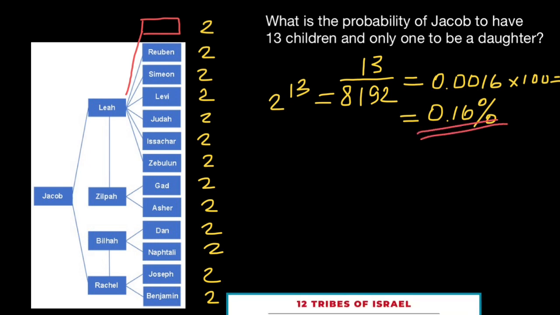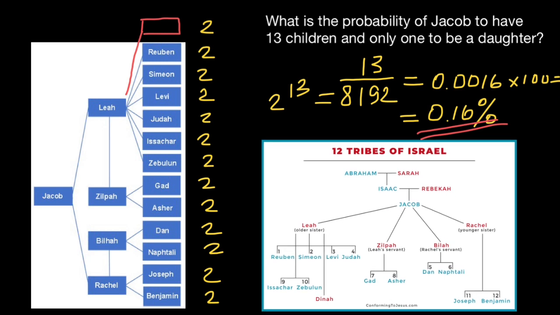So what does this information tell us? It tells us that the probability of such an event is extremely small, and most likely Jacob had more daughters. We just don't know about them because they are not mentioned in the Bible. Usually, female children were ignored at those times, and only male children were important for the family because they could provide support for old parents.